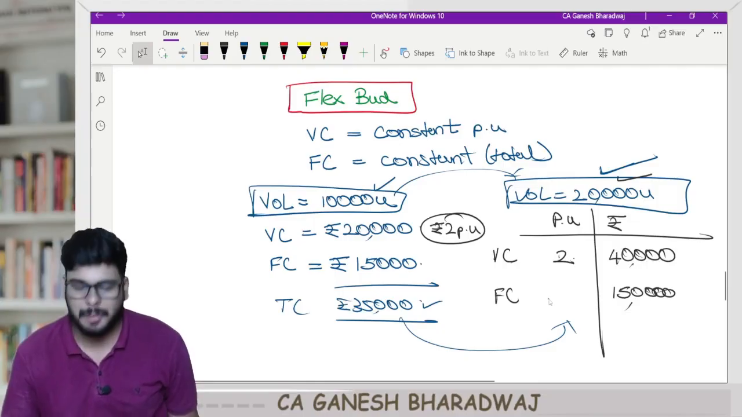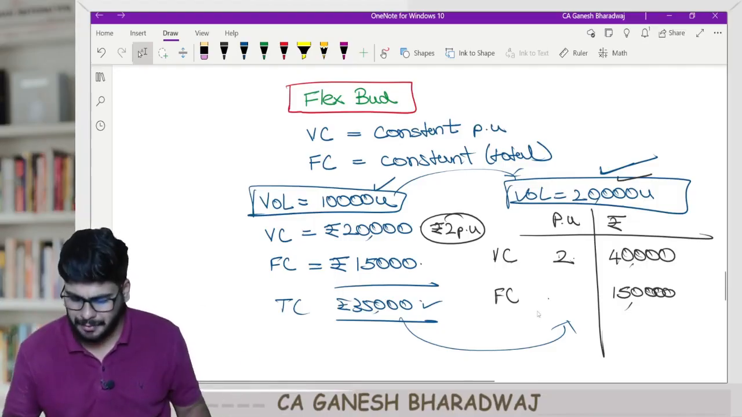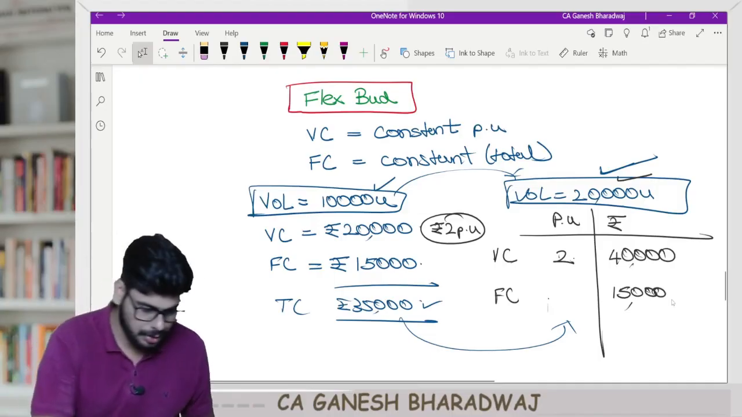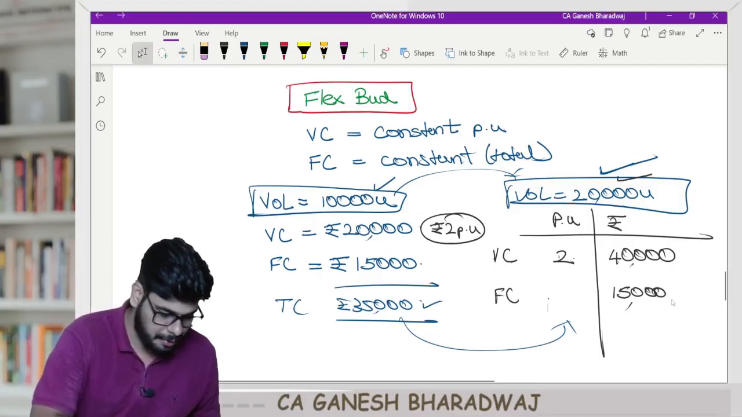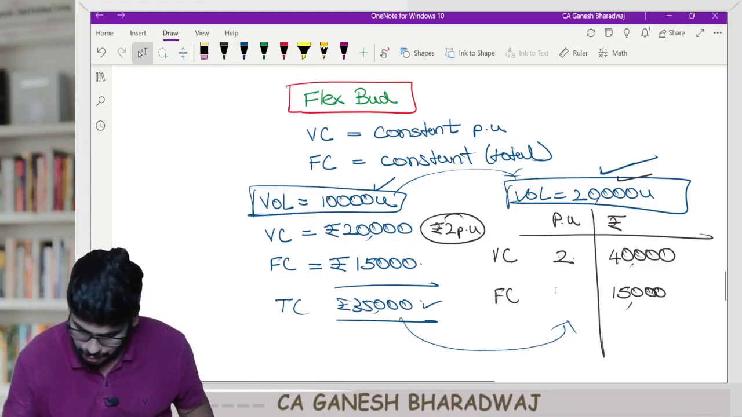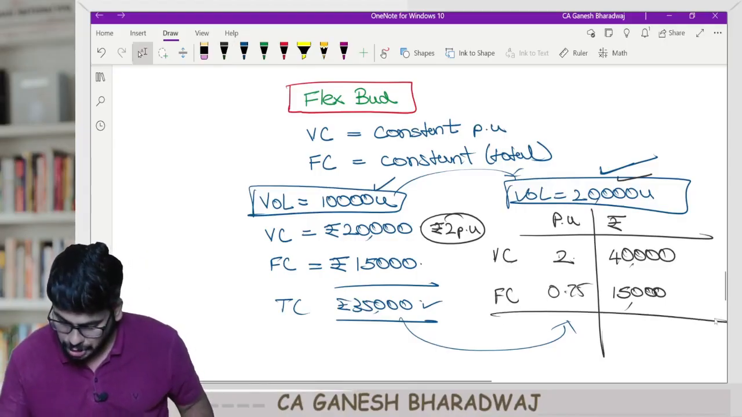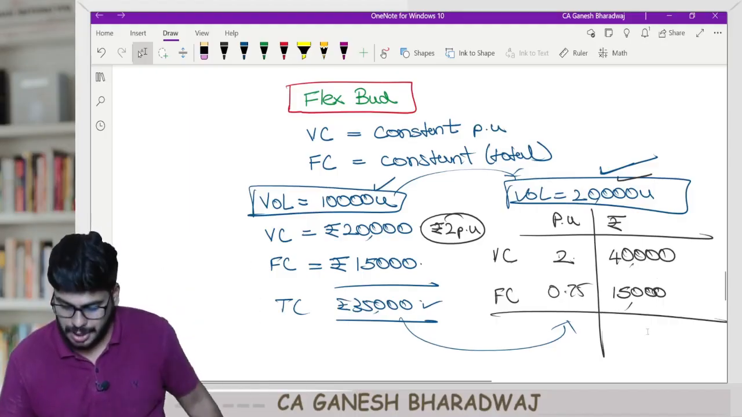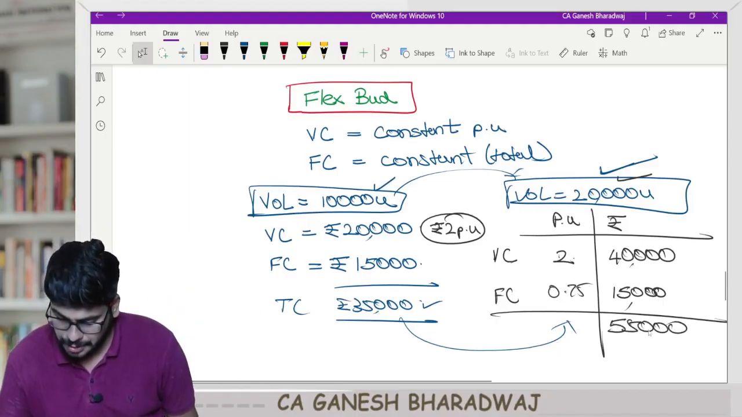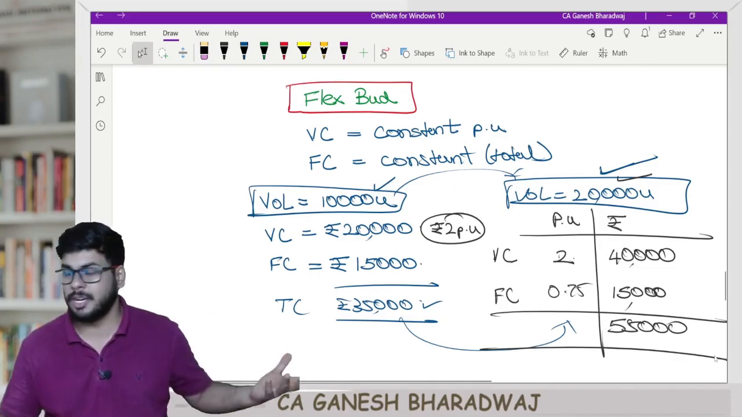And what is going to be the fixed cost per unit? Representatively, if you want, you can just mention it. So it's going to be how much? Okay, I've mentioned 1,50,000 here. Okay, it's 15,000 divided by 20,000. How much is it? It's going to be 0.75. Are you clear with this? So now at 20,000 units output level, my total cost is going to be how much? 55,000 rupees. Are you clear with this, guys?